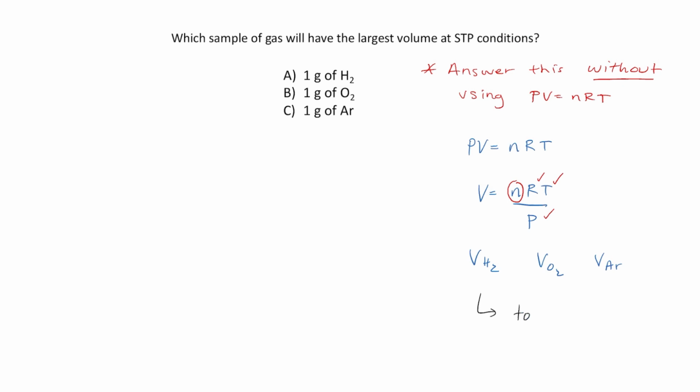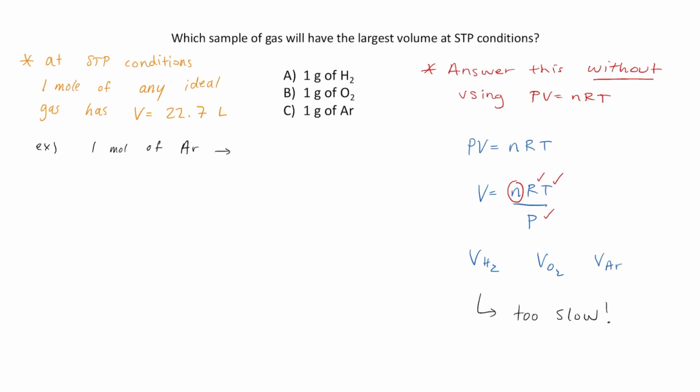But that's too slow. Truly, you can answer this question without doing any calculations. Now, how did I know this? Well, at STP conditions, 1 mole of any ideal gas has a volume of 22.7 liters. So for example, if I had 1 mole of argon gas, it would have a volume of 22.7 liters. But what if I had 2 moles of oxygen gas? Well, its volume would be 2 times 22.7 liters. That gets us 45.4 liters.